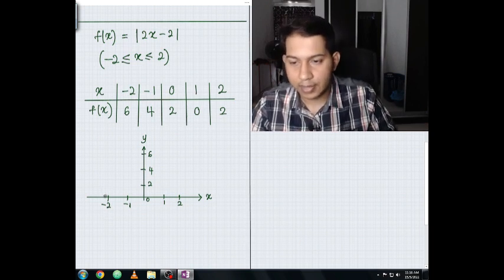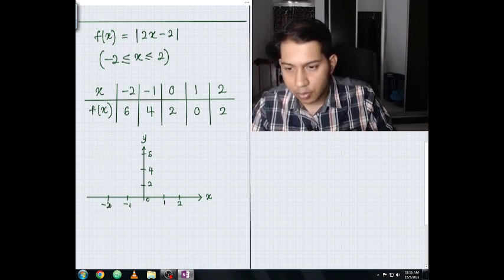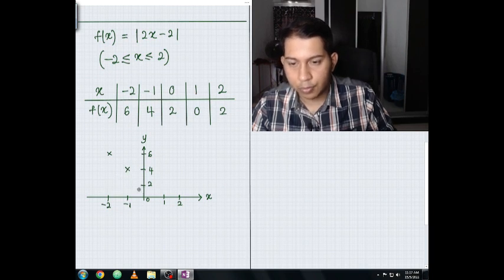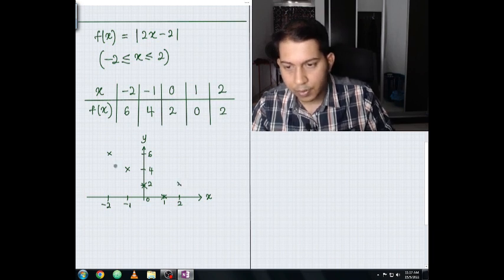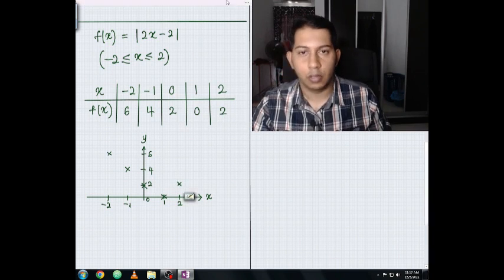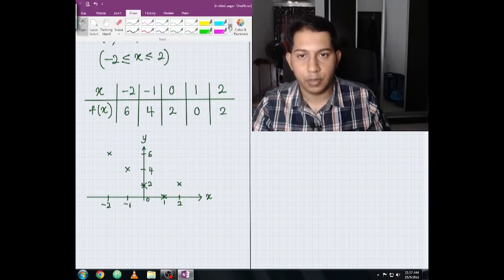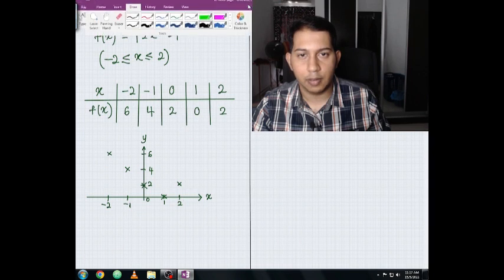So let us start to perform the sketch. Negative 2, 6 you map over here. Negative 1, 4 you map over here. 0, 2 you map over here. 1, 0 you map over here. 2 and 2 you map over here. As you can see, we are slowly forming a V shape. Let me draw a straight line.